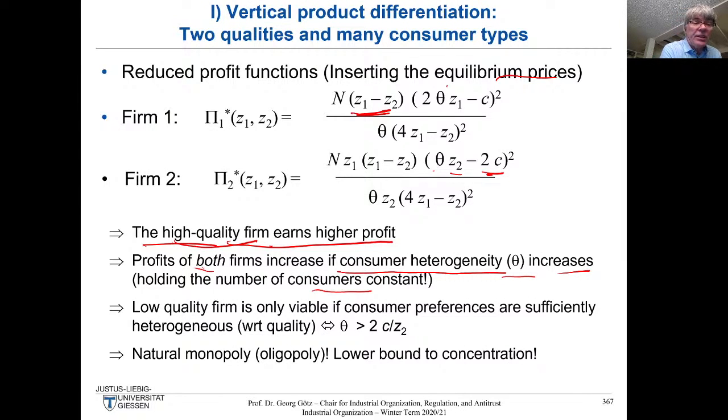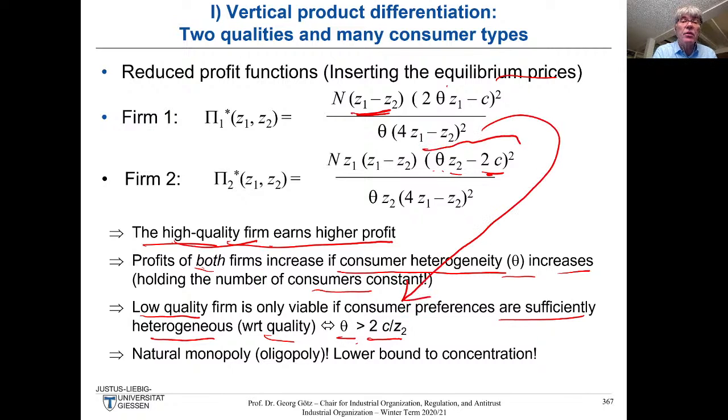And what is really interesting is that the low quality firm is only viable if consumer preferences are what is called sufficiently heterogeneous with respect to quality. So only if theta is greater than 2C over Z2. Only then this part is positive. Okay, and that actually makes sense, because otherwise the demand would not be positive.